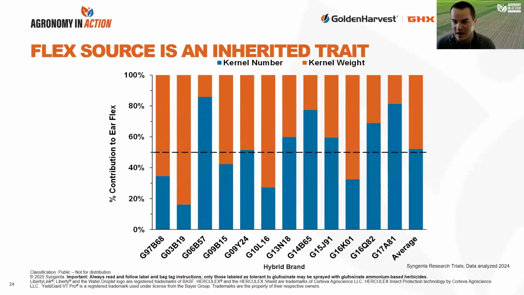And so there's a couple hybrids that really flex through kernel weight, and that is G03B19, G10L16, and G16K01. Those three hybrids really flex through kernel weight, compared to G06B57, 14B65, and 17A81. Those hybrids in good growing conditions are going to be flexing through kernel number.